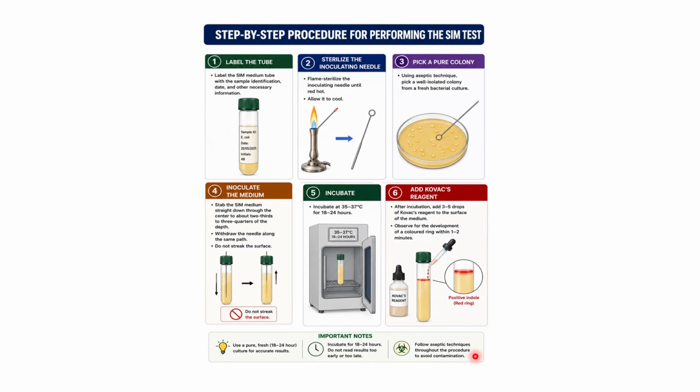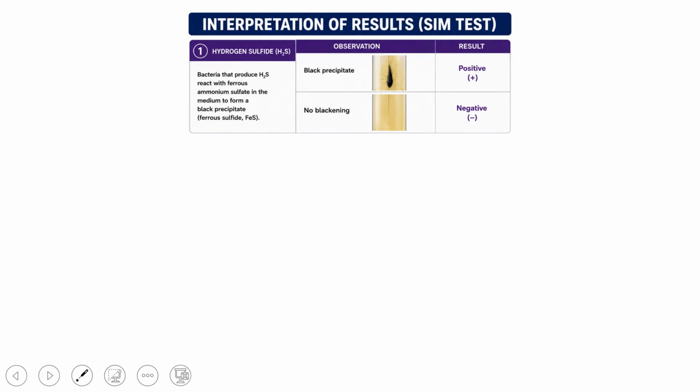So in summary, the step-by-step procedure for performing the SIM test involves: 1, label the tube; 2, sterilize the inoculating needle and allow it to cool; 3, pick a pure colony; 4, inoculate the medium; 5, incubate; and 6, add your Kovac's reagent. Interpretation of SIM test result.